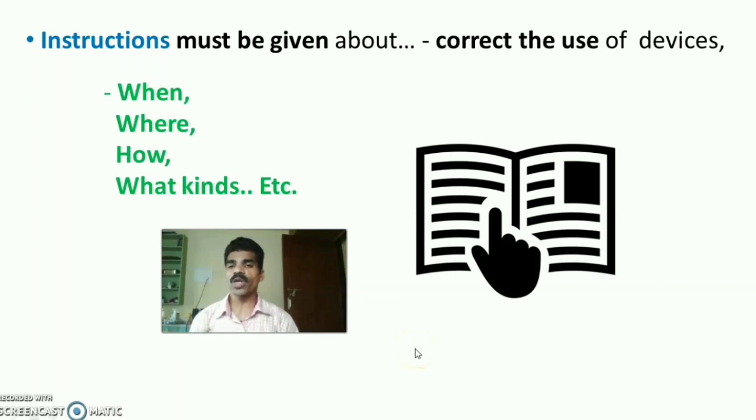All the employees or workers must be given special instruction about the correct use of the various PPE devices, personal protective equipment and other devices. When it has to be used, where it has to be kept, how it has to be used, and what kind of personal protective equipment has to be selected during emergency situations. So when, where, how, what kind, etc. has to be instructed periodically to the employees and workers to prevent occupational health hazards and diseases.